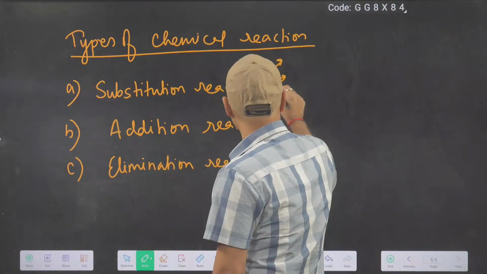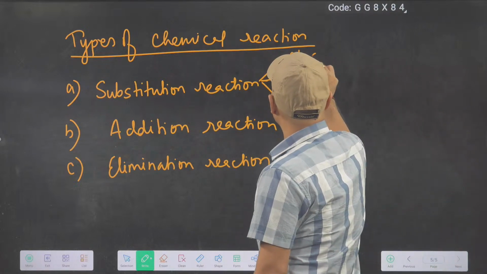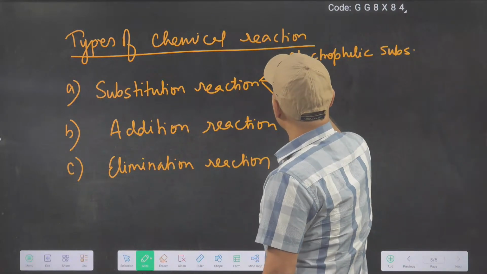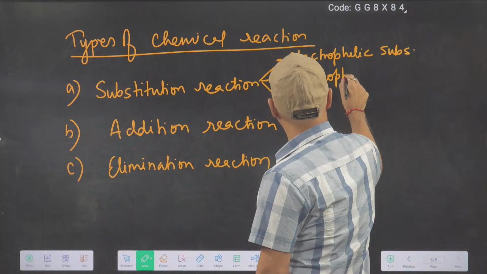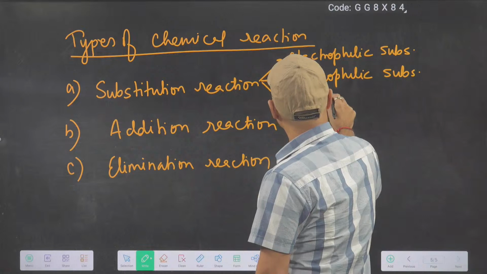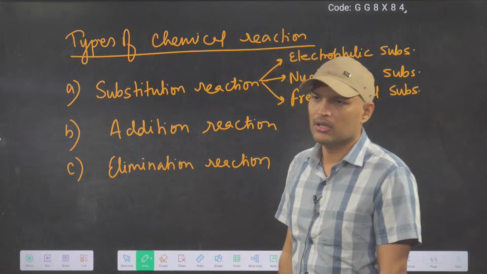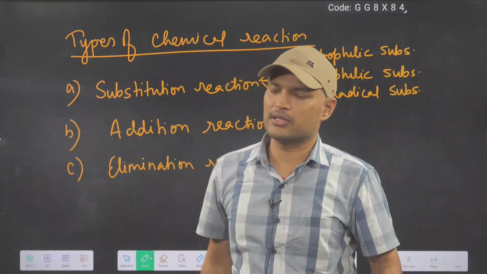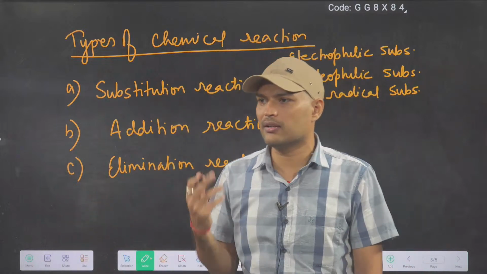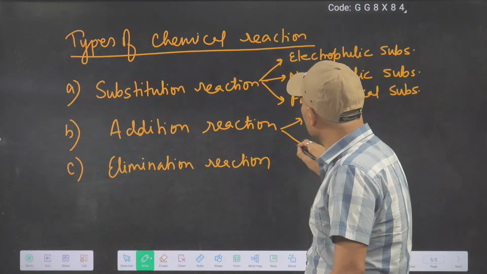Now this reaction can be further divided into many, like you can say electrophilic substitution. Someone can say nucleophilic substitution. Someone can say free radical substitution. Can you see how things are expanding? From one reaction, I wrote three reactions. Electrophilic substitution, nucleophilic substitution, free radical substitution. ठीक है?